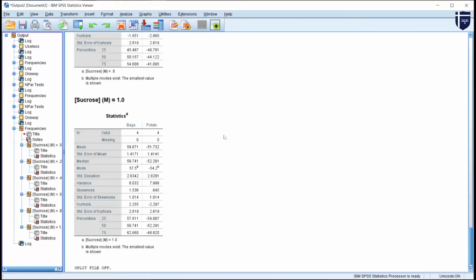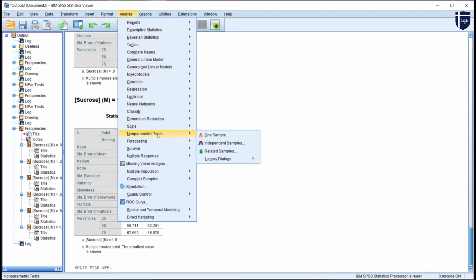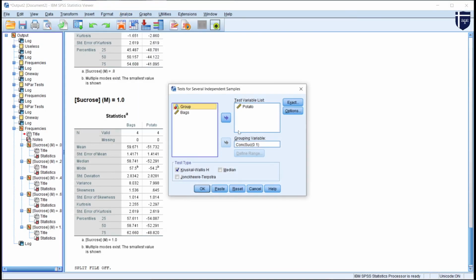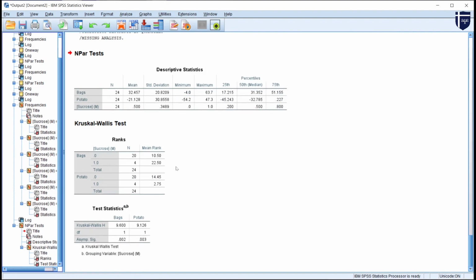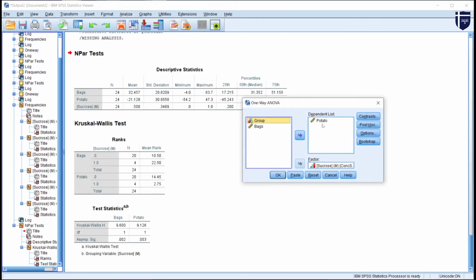You're going to unsplit the file so you can do an actual comparison. And we already know that you are supposed to run a non-parametric test: legacy dialogs, K independent samples. This time we're going to run both of them at the same time. Beautiful. Say OK. And there it is. It runs both of them, says both of them are significant. Then I am going to say, okay, analyze, compare means, one-way ANOVA, and again, I'm going to run both of them at the same time.